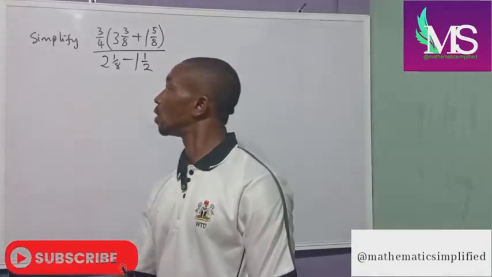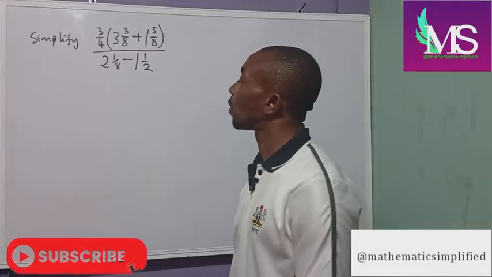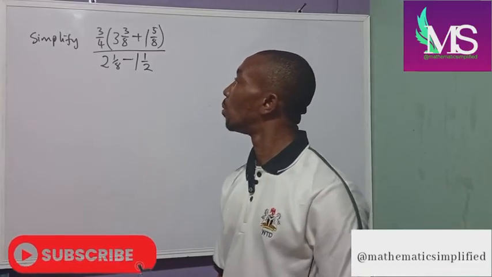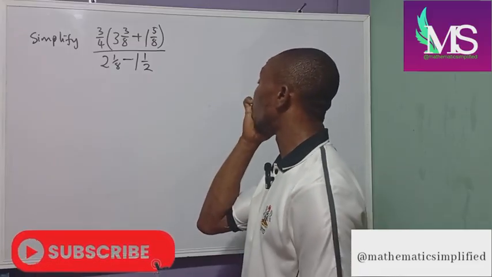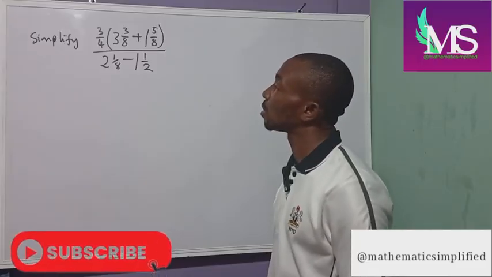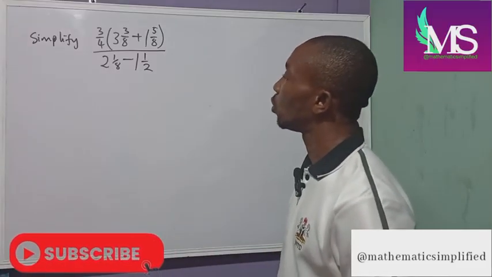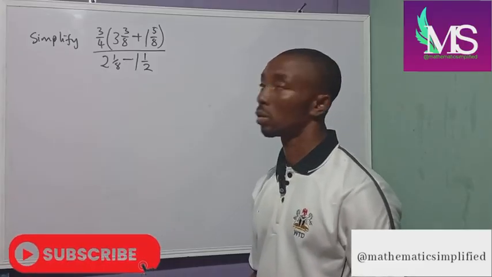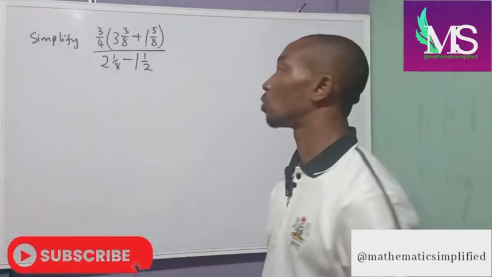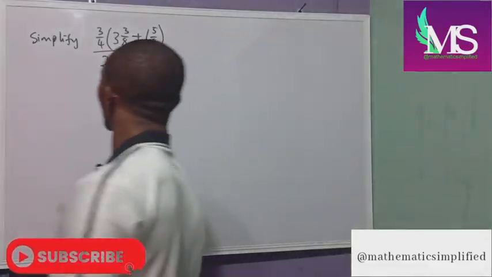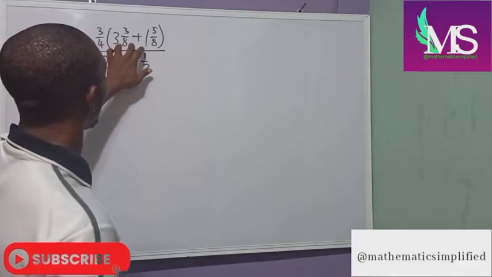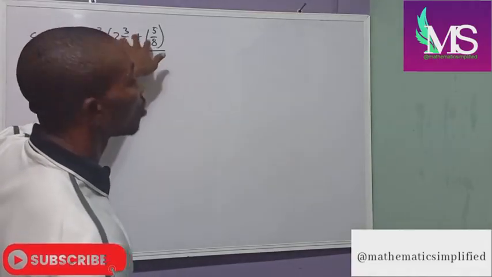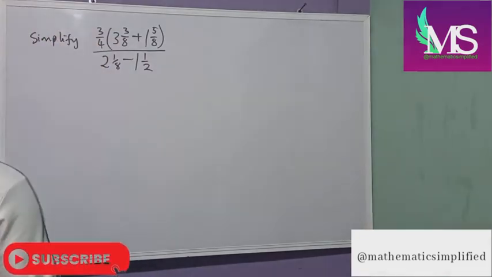Our next question says, simplify 3 over 4 bracket 3 whole number 3 over 8 plus 1 whole number 5 over 8 all divided by 2 whole number 1 over 8 minus 1 whole number 1 over 2. Now, in simplifying this, we'll first of all work with our brackets. Now, we'll turn all these mixed numbers to improper fractions.